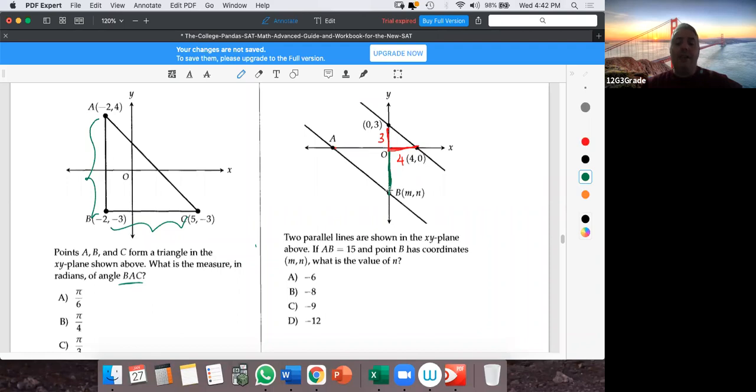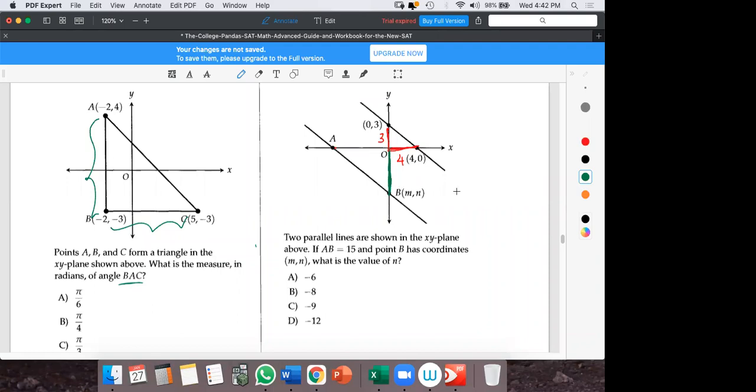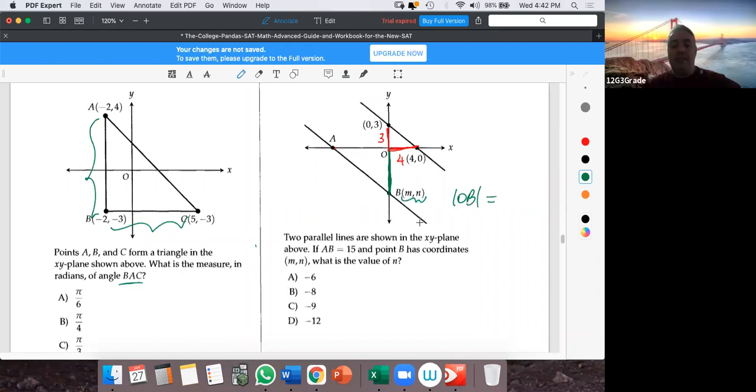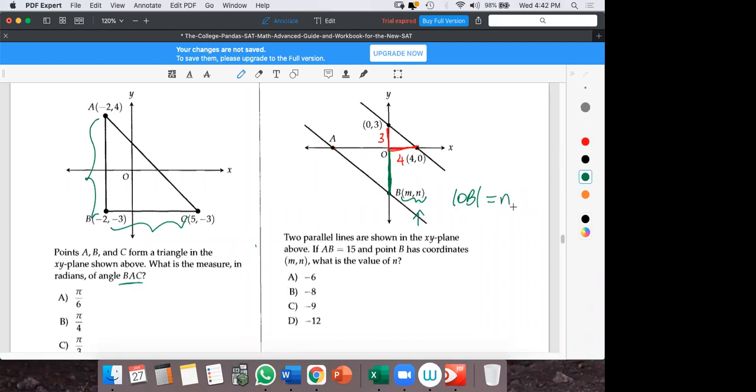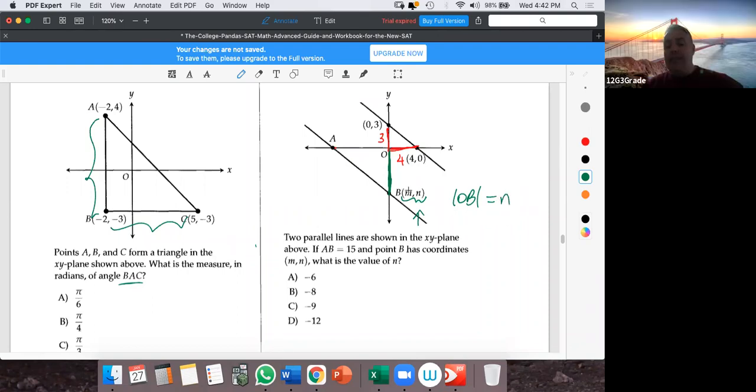How can we express this length? Length OB. What is that in terms of the givens? What can we say? M. N. Why? M is X, N is Y. So always we have any point like (X, Y). If you have (1, 2), it means the X coordinate is 1 and the Y coordinate is 2.